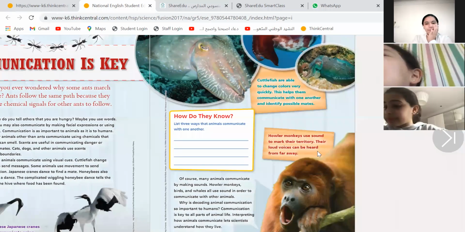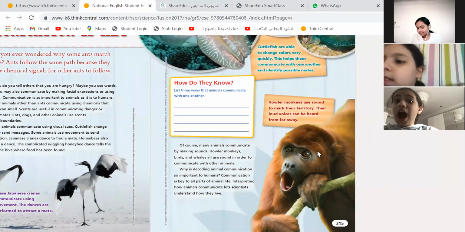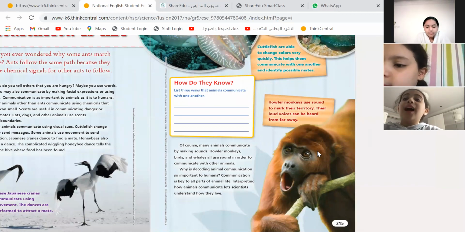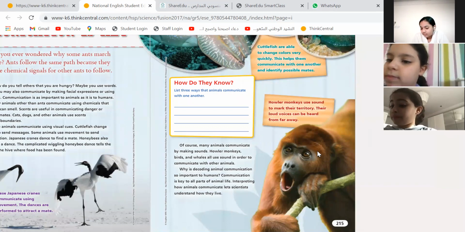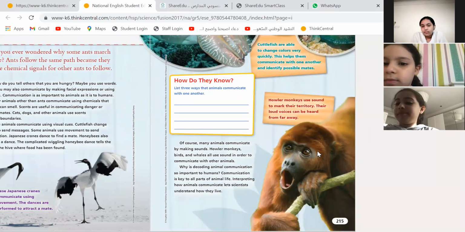Also, howler monkeys use sound to mark their territory. Their loud voices can be heard from far away. Have you ever heard a monkey?